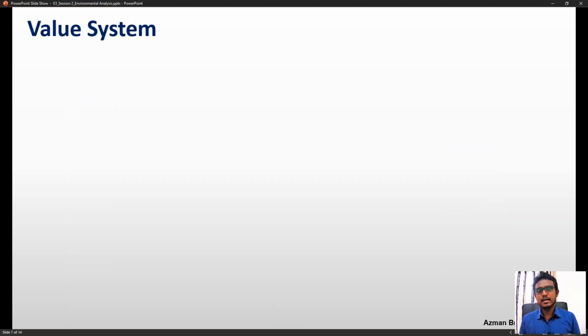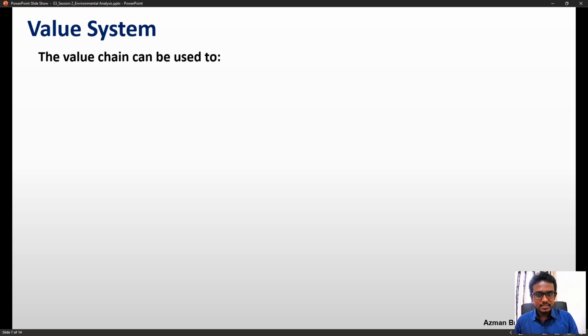Porter's value chain is quite basic, right? It's something that we have looked at continuously. Whatever qualification that you have come from, I'm 200% sure that Porter's value chain is something you have learned. But here I also want to take your attention to this idea of value system.